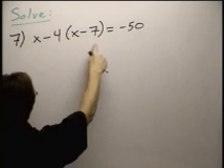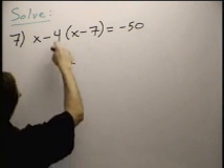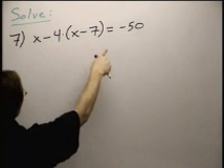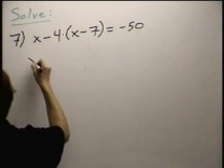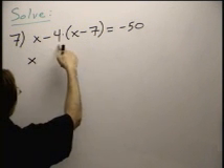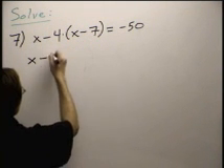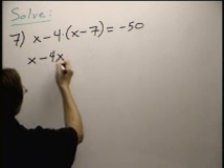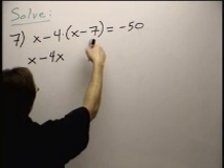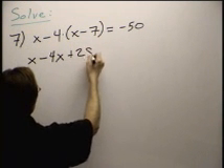The way we get rid of these grouping symbols is by doing this multiplication with the distributive property. So this is a -4. -4 times x is a -4x. -4 times -7 is a positive 28.